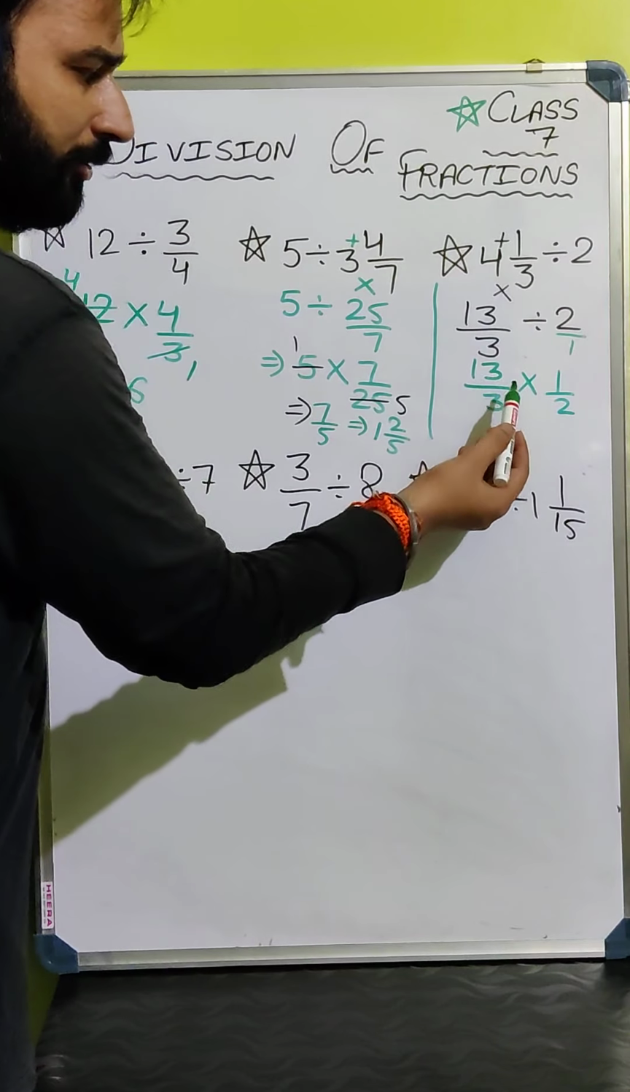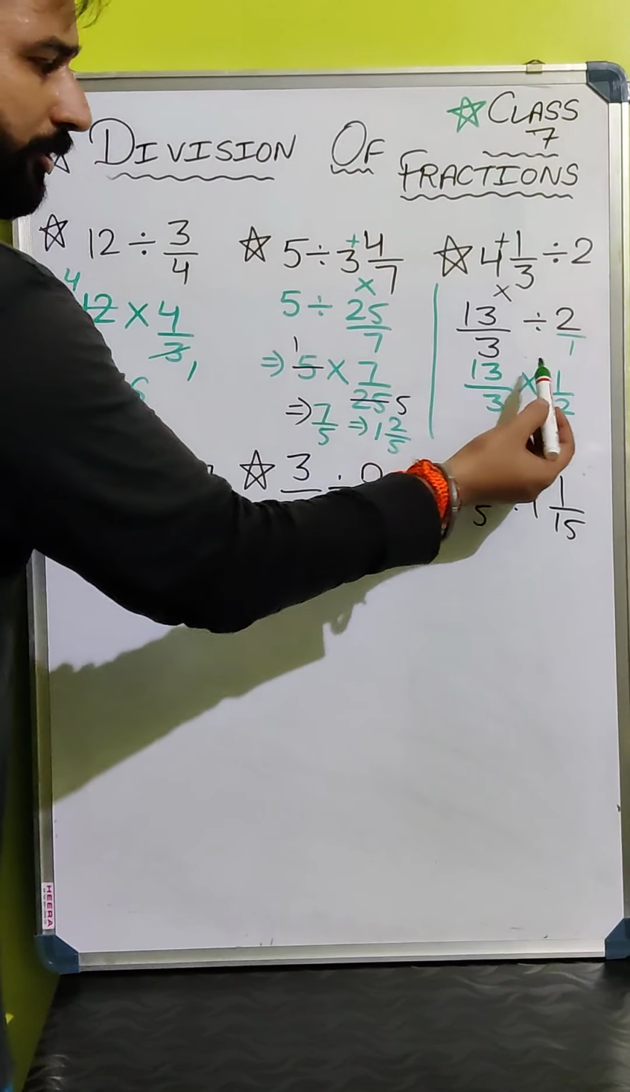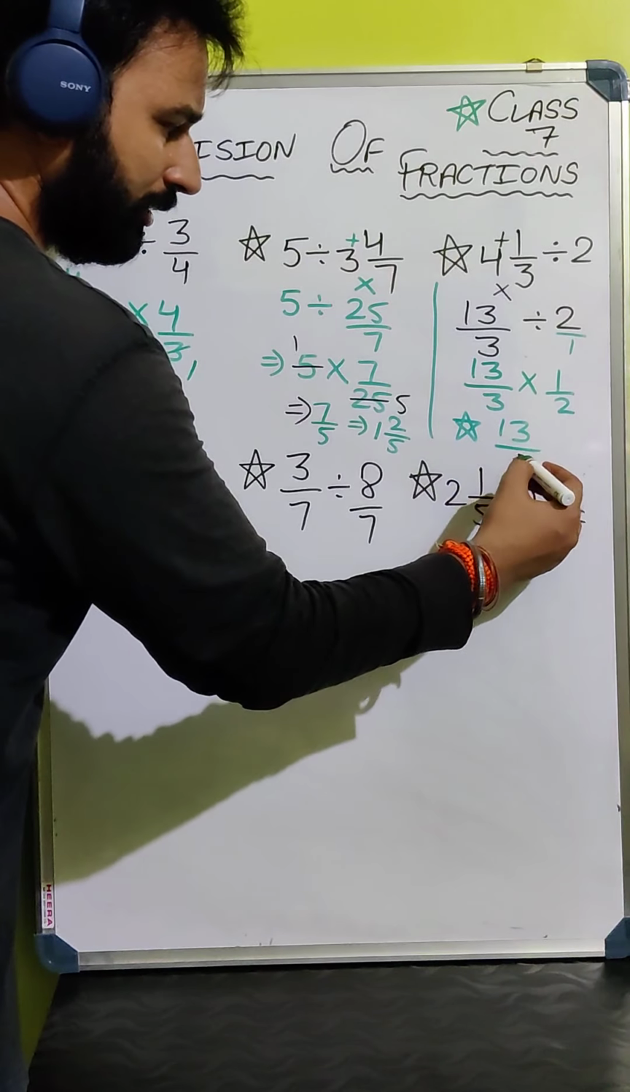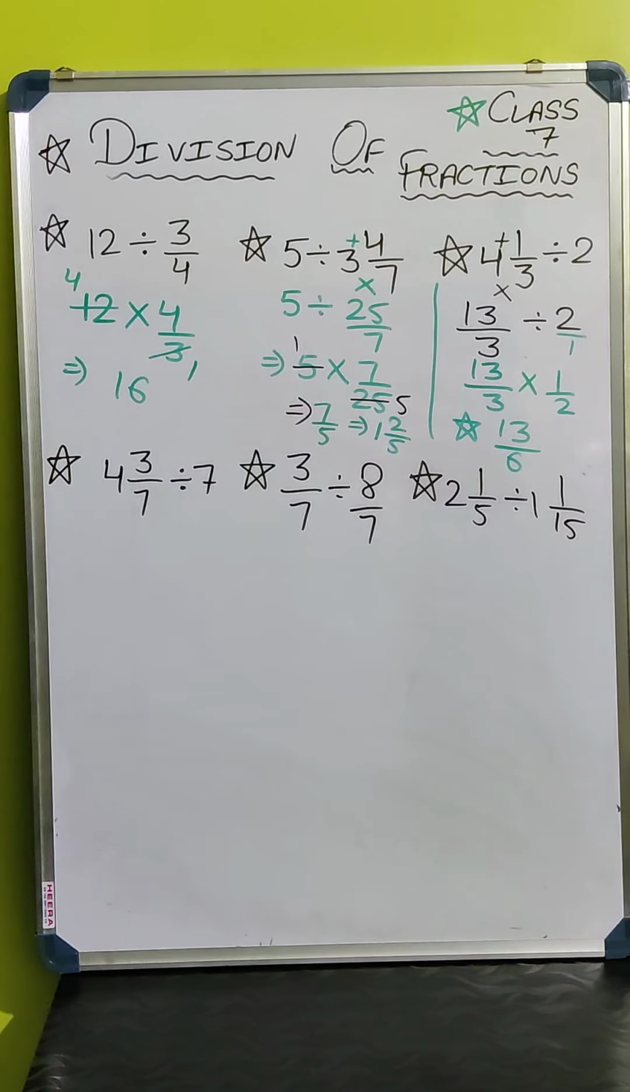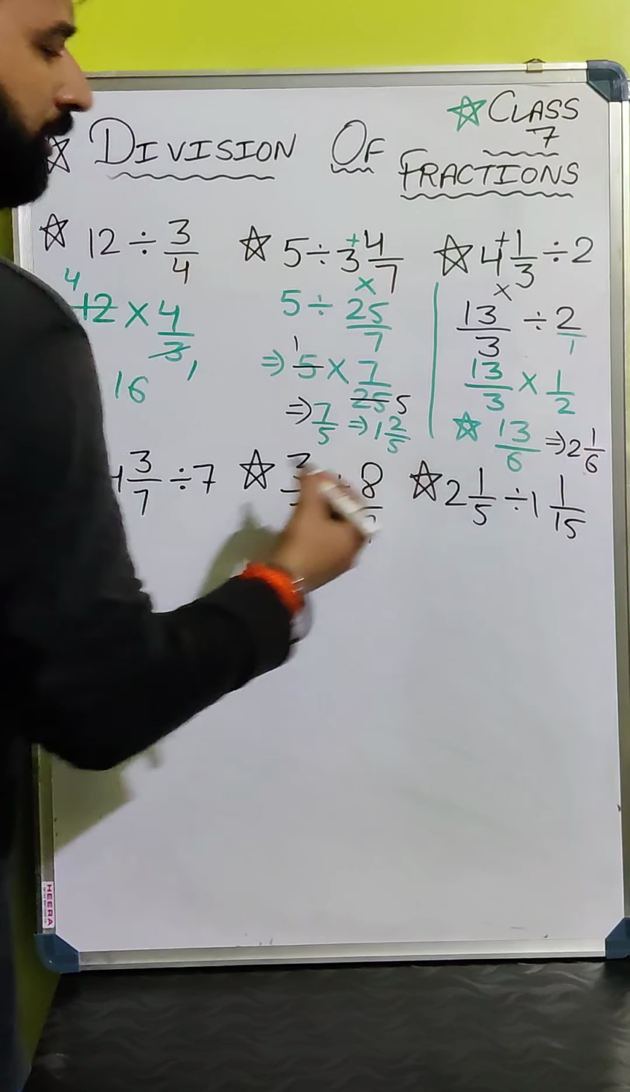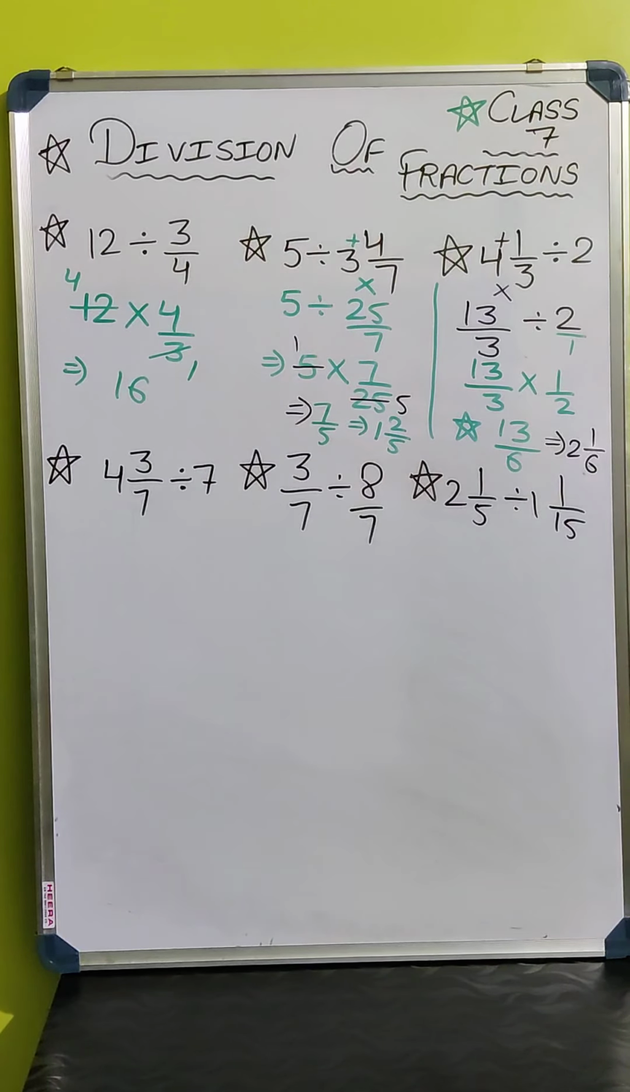No number is cancelled here. So 13 1s are 13. The answer will be 13 by 6, since 3 2s are 6. This is also an improper fraction, so simply you will convert it. 6 2s are 12, 1 left over. 2 whole 1 by 6 is the correct answer.